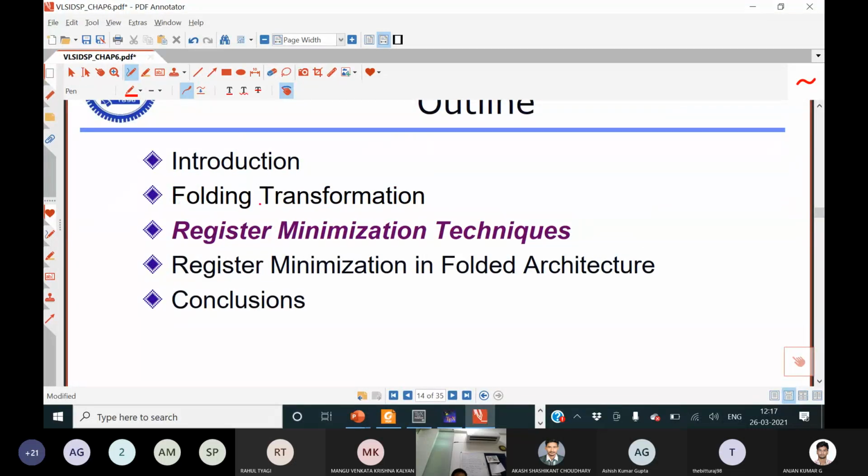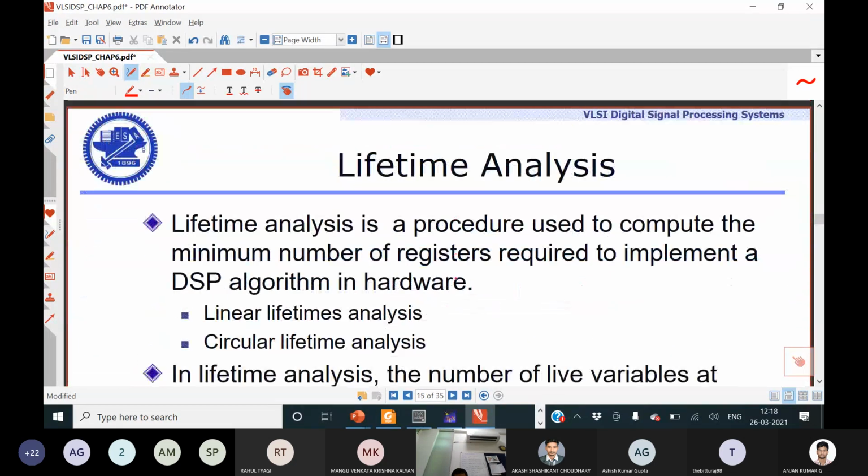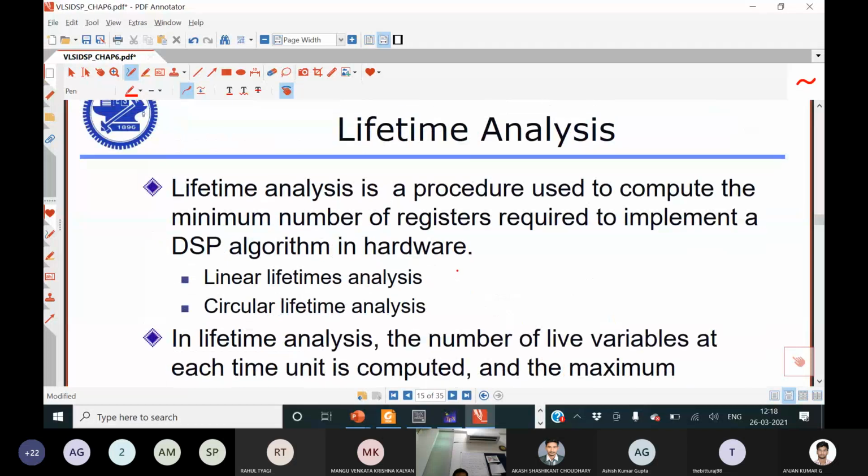Folding is also applicable for register minimization, because ultimately our objective is to reduce our area. In order to reduce the area, we also need to think about minimizing the registers we use for storage in between. So a register minimization technique is also possible. For register minimization, we need to understand some basic terminology. We are going to discuss that, and then we will see the techniques through which we can do register minimization.